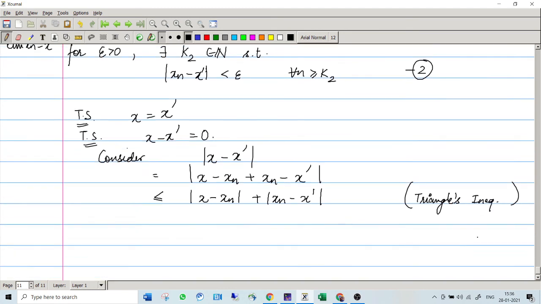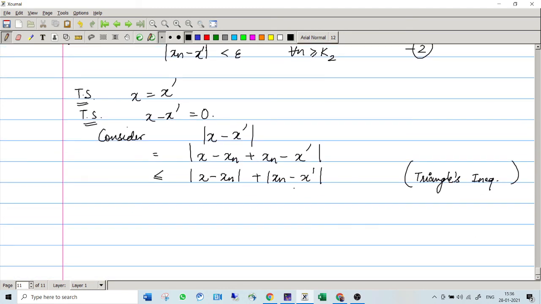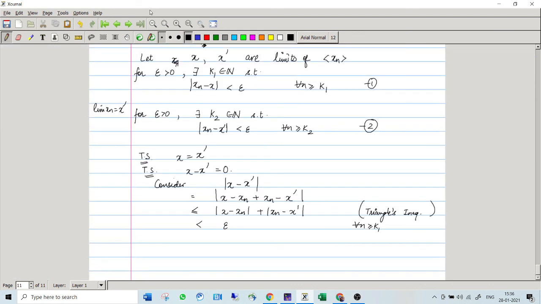By using the triangle inequality, you have this, and this quantity is less than epsilon for every n greater than or equal to k1 from equation number 1. You have seen. Can you see it now? Together, and also this quantity is less than epsilon for every n greater than or equal to k2, from equation number 2. So overall we have that this quantity would be less than 2 epsilon.